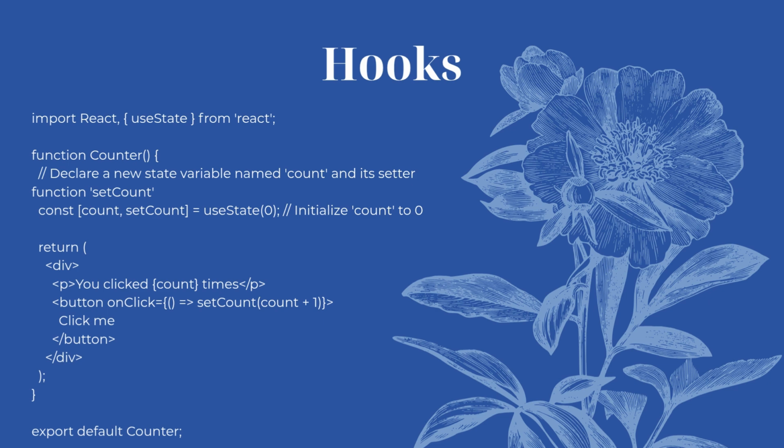So what is meant by useState? This hook allows functional components to manage state. It returns an array containing the current state value, count, and a function to update that state, setCount. So whenever the button is clicked, React re-renders the component with the updated count value.